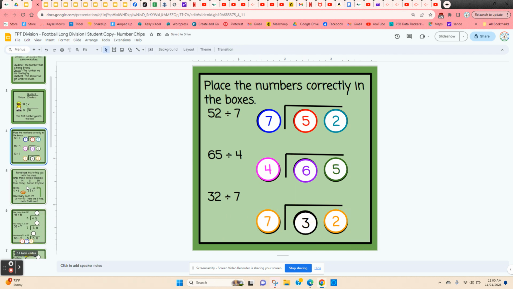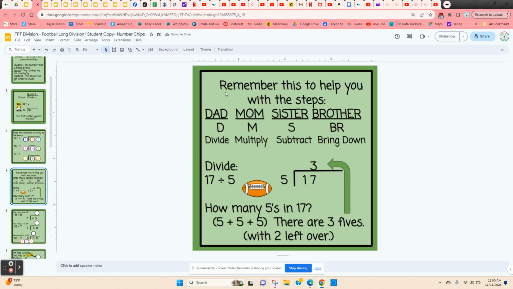The next slide just gives them that acronym that might help them remember the steps: dad, mom, sister, brother, for divide, multiply, subtract, and bring down. So we do things in this order. The first step is divide. So we have 17 divided by 5. Well, 5 goes into 17 3 times with some left over.